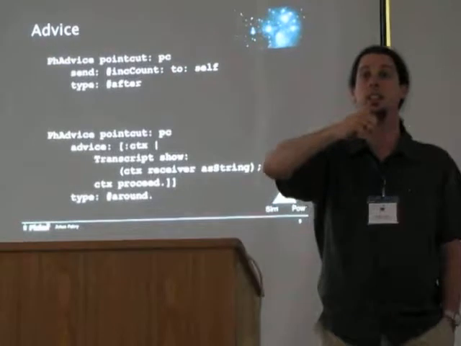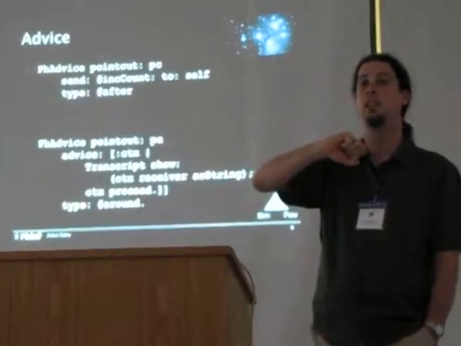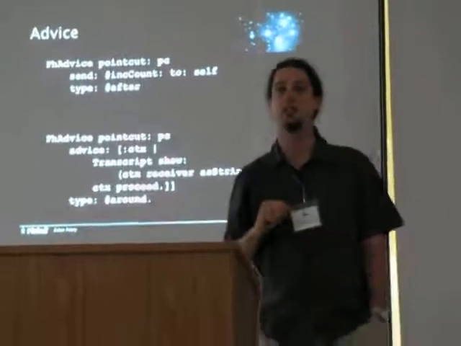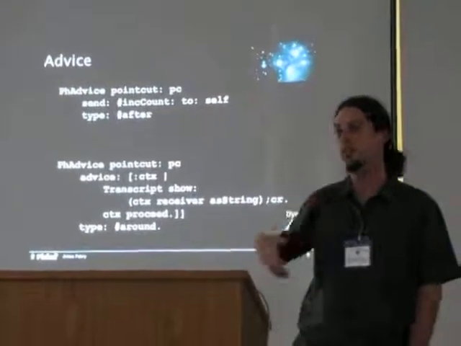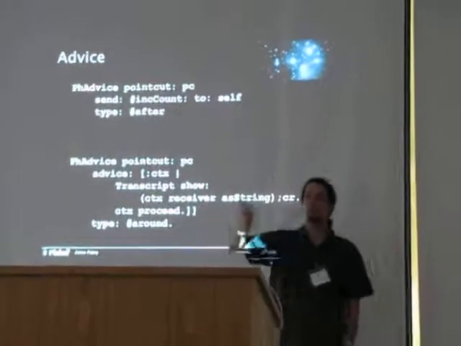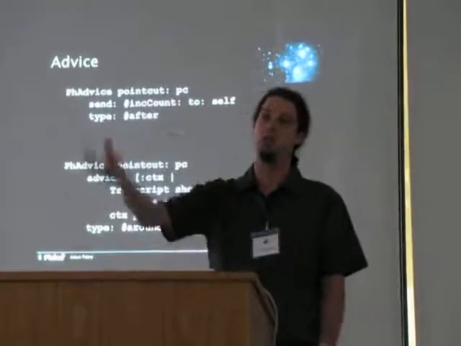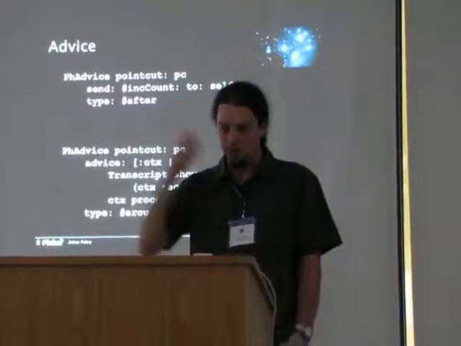Yes? In the first example, what would be the parameter for incount? Incount gets one parameter, which is the context. Right. You always get the context as a parameter, and then with this context you can send it proceed, receiver, selector, etc. If it contains it, it's going to give it to you. If it doesn't contain it, it's going to fail. All right? So it's dynamic.